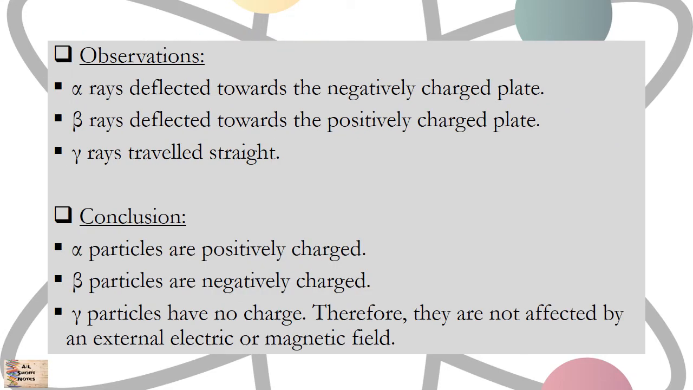So these are the observations of this experiment. Alpha rays deflected towards the negatively charged plate. Beta rays deflected towards the positively charged plate. Gamma rays traveled straight. So we can conclude that alpha particles are positively charged, beta particles are negatively charged, and gamma particles have no charge. Therefore, gamma particles are not affected by an external electric or magnetic field.